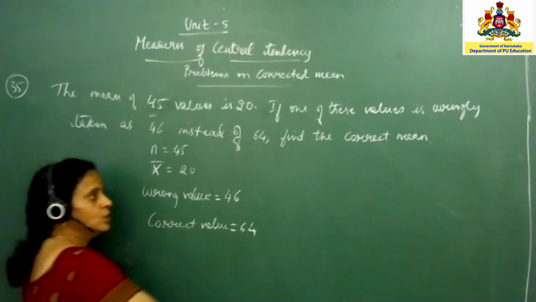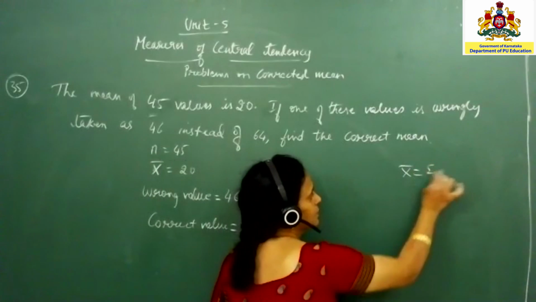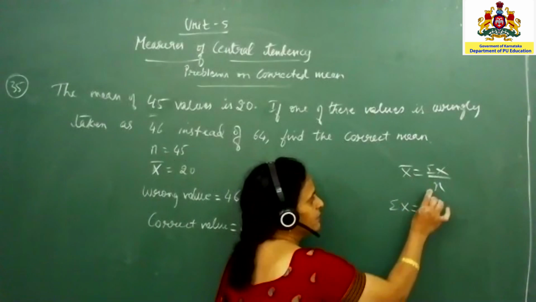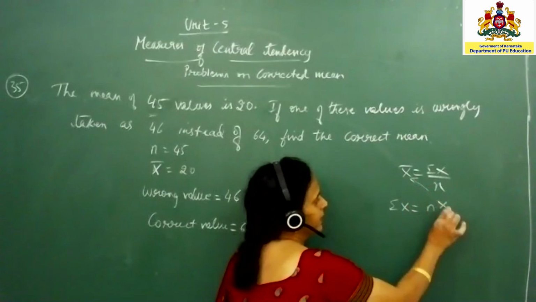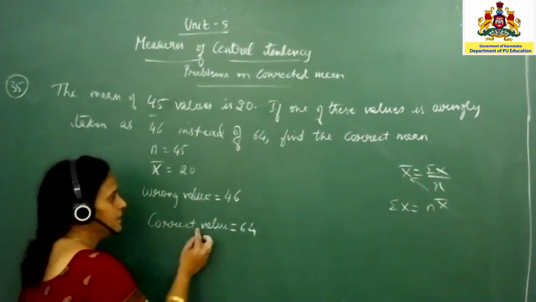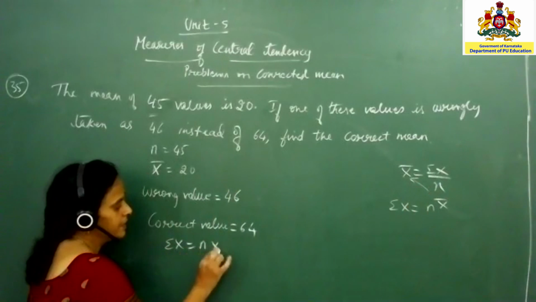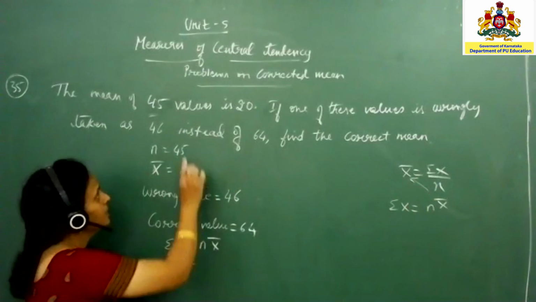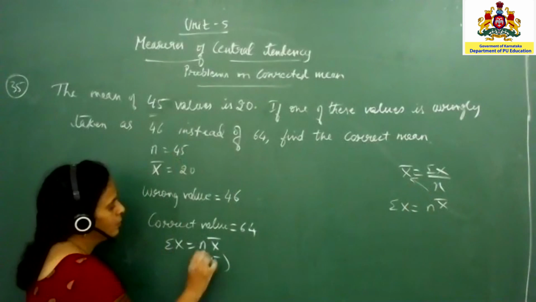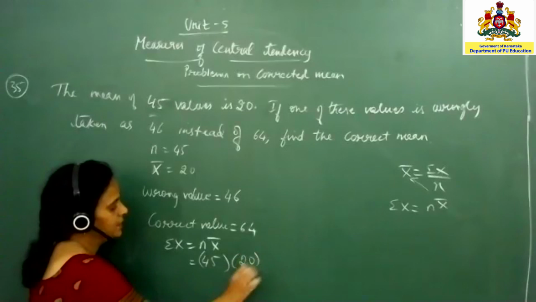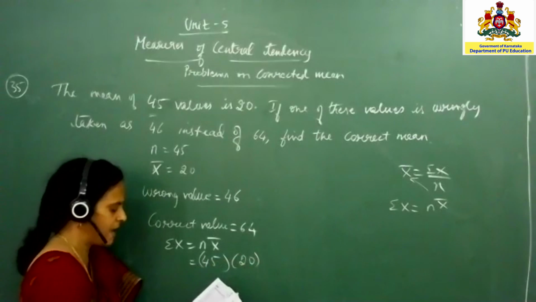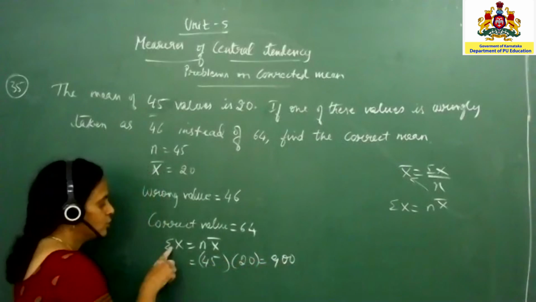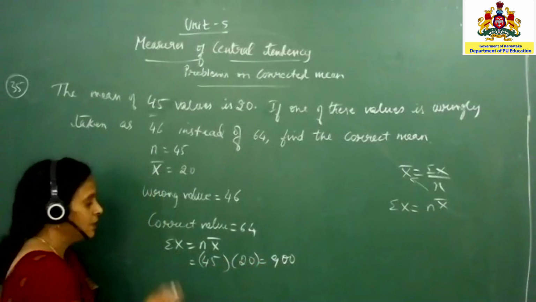Now the next step. You know that mean is given by summation x by n. I'll cross multiply because I require summation x. So summation x will be equal to n into x bar. I'll use this formula. Now what is n here? n is 45. What is x bar here? x bar is 20. So 45 into 20, I'm getting 900. So this is the sum total, summation x. Which total is this?